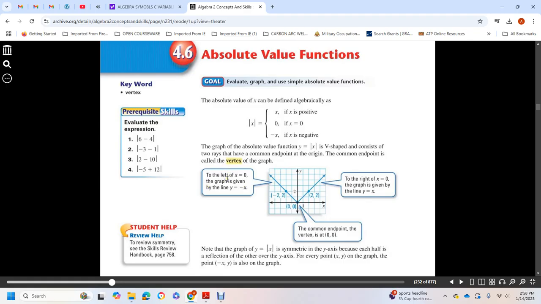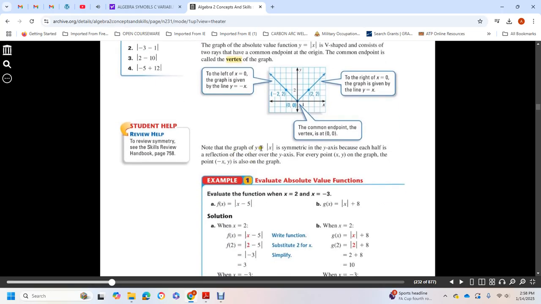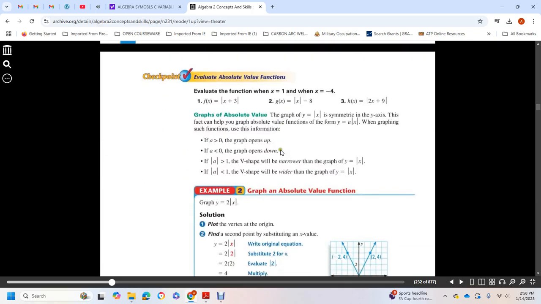The vertex is at 0, 0. Note that the graph of y equals the absolute value of x is symmetric in the y-axis, because each half is a reflection of the other. For every point x, y on the graph, the point negative x, y is also on the graph. The graph of y equals the absolute value of x is symmetric in the y-axis. This helps graph absolute value functions in the form y equals a times the absolute value of x.